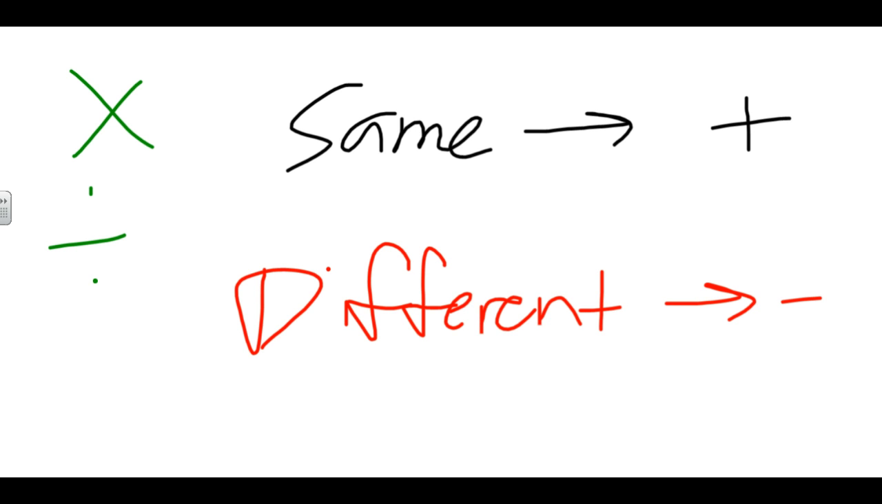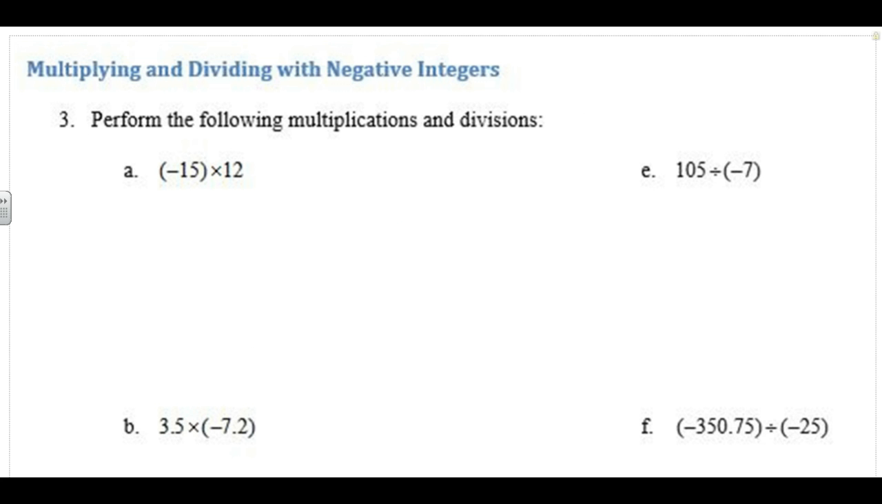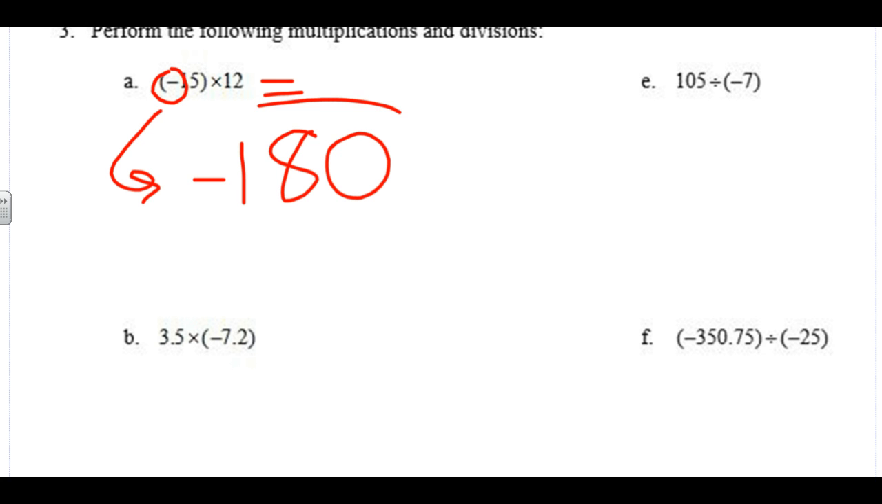We multiply or divide as per normal and just include the signs that we need to at the end for whether or not they have the same sign or a different sign. So here for number 3, we'll look at A, B, E, and F first, and then we'll go down to C, D, G, and H. 15 times 12 is 180, but they have different signs. So our final product is negative 180.